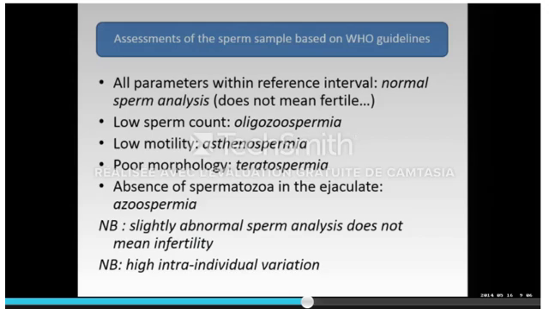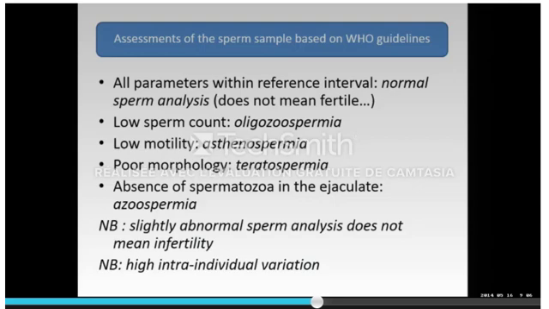So when all parameters are within the reference interval, we can say that sperm analysis is normal. But, and this is in my opinion very important, normal sperm analysis does not mean that this man is fertile. I guess you would agree with that. This is better for him and for this couple, and better for you, but in any case, normal sperm analysis does not mean fertile. On the other hand, we will see later on that slightly abnormal sperm analysis does not systematically mean infertility.